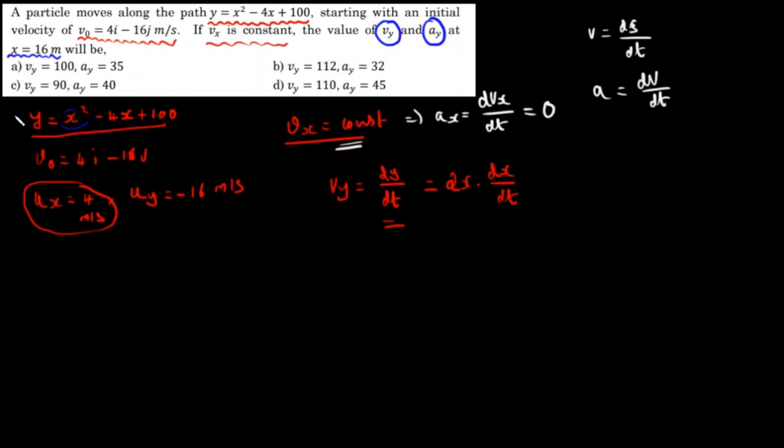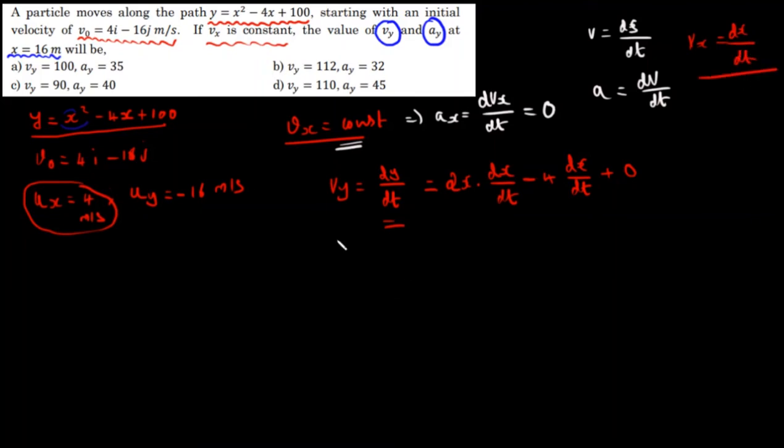Now coming to minus 4x. Differentiation of x is straight away dx by dt, plus differentiation of the constant, which is 0. What is dx by dt? Simply it is vx. Vx is nothing but the rate of change of displacement in x direction.